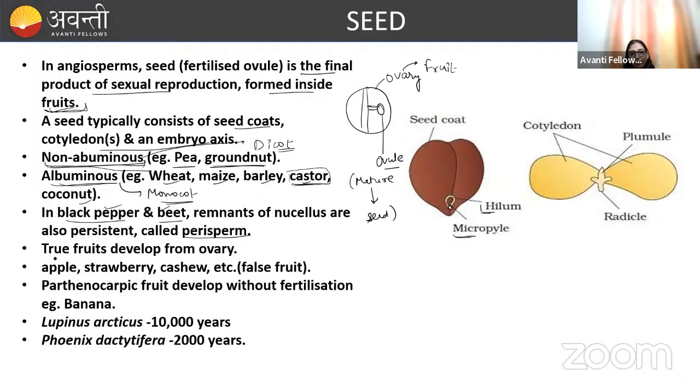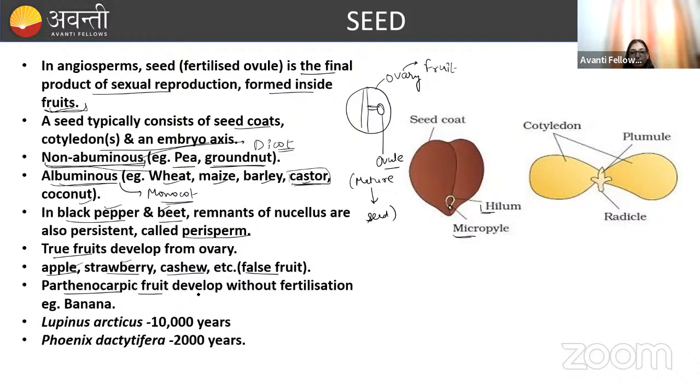There are two types of fruit, true fruit and false fruit. The fruit which forms from the ovary is known as a true fruit, and the fruit which forms from a part of the flower other than the ovary is known as a false fruit. For example, apple, strawberry, and cashew are all false fruits. Apple and strawberry are formed from the thalamus instead of the ovary. So they are false fruits.